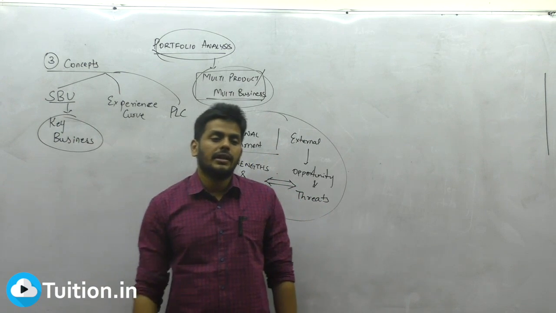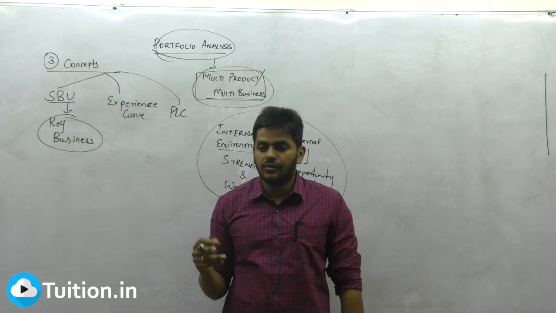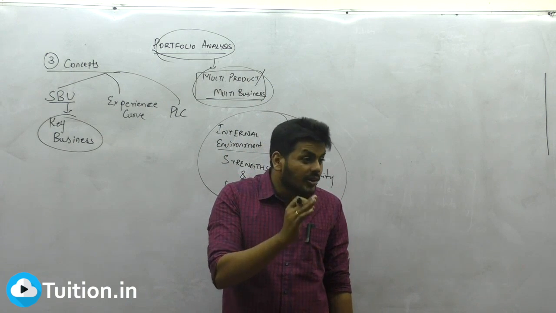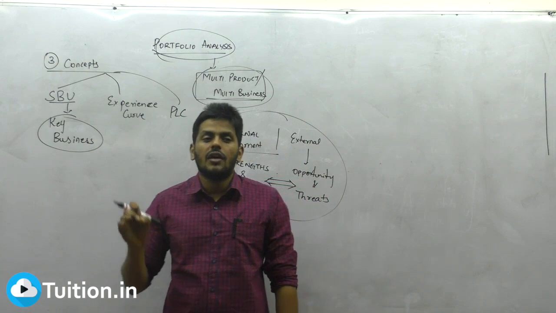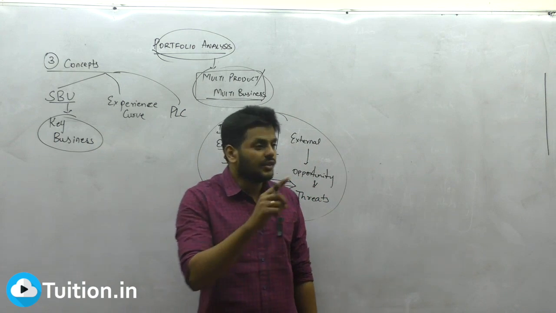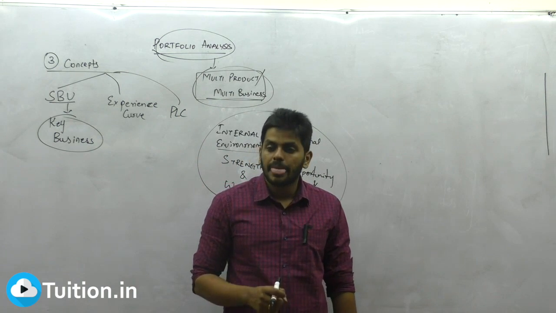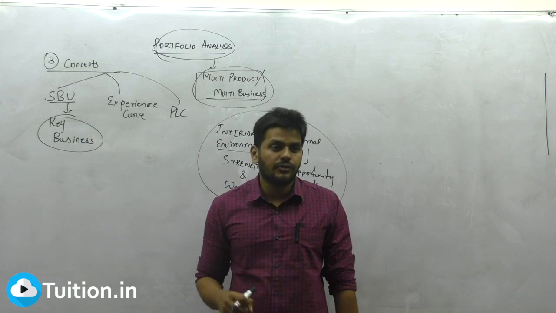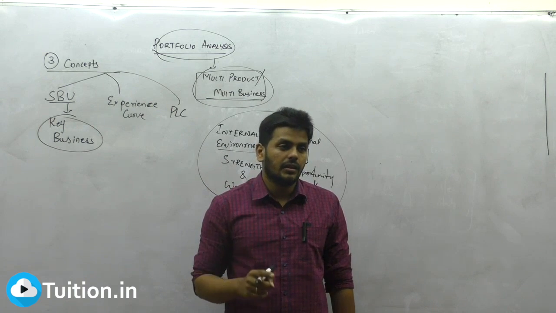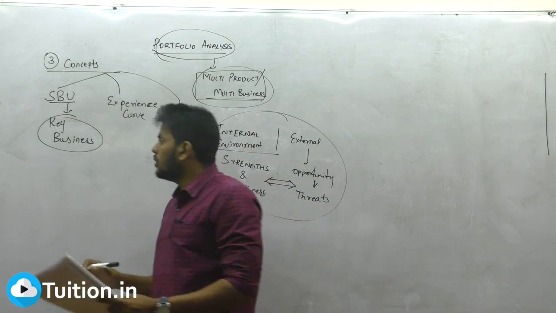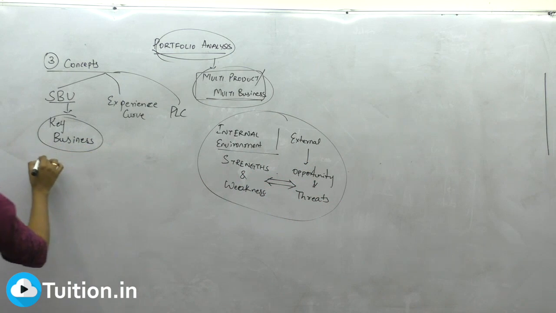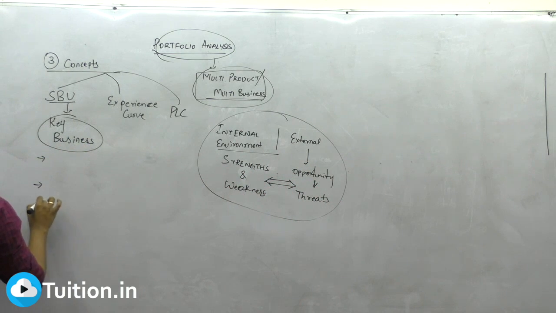When can you call something an SBU? If it has the three characteristics that we are going to discuss, then we will call it an SBU. What are the three characteristics? It is a collection of related businesses, or a single business, which is key. It has its own set of competitors, and it has a manager who is responsible for the profits of the division. What is an SBU? It's a key business.